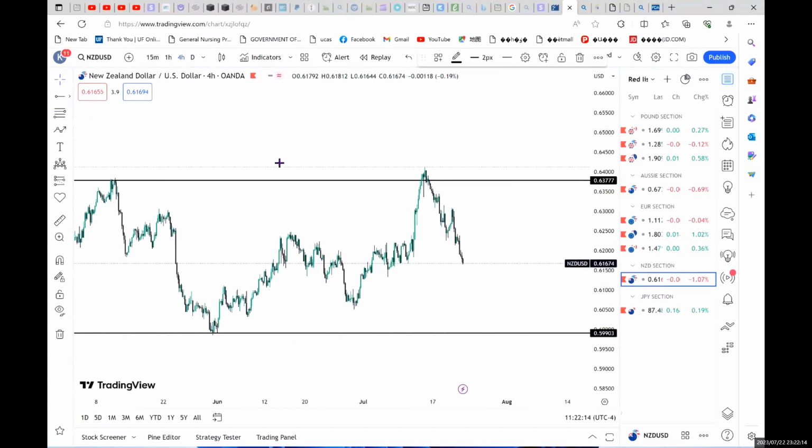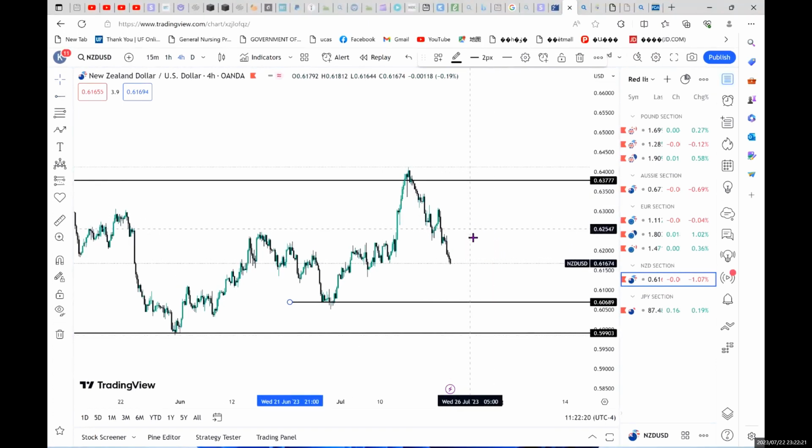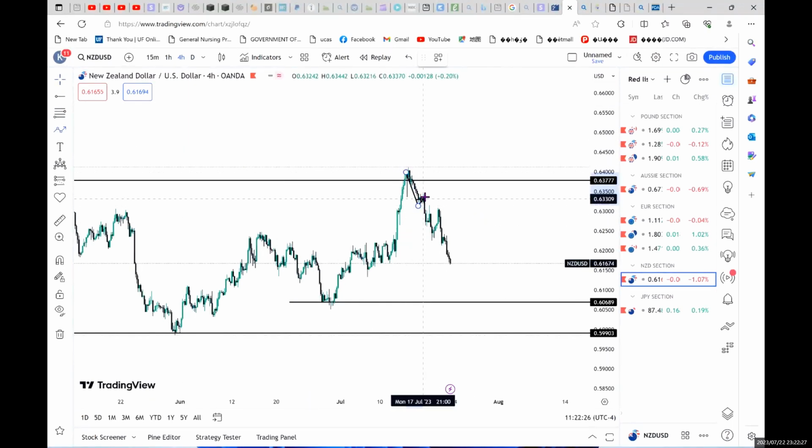And we have this low here. Okay, so currently price is bearish. How do we know that? Go back again. Lower high, lower low, lower high, lower low. So now I'm looking for a pullback on NZDUSD and a continuation down to at least this level, or if price wants to come down all the way to the extreme low here.